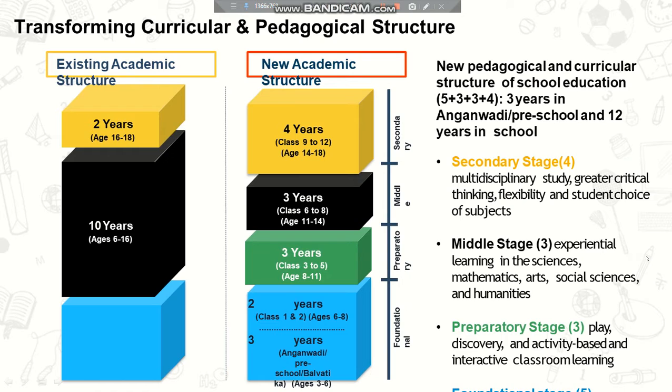Transforming curriculum and pedagogical structure. The existing academic structure is this one, and the new academic structure is 5 plus 3 plus 3 plus 4. The foundational stage is 5 years, the preparatory stage is 3 years, the middle stage is 3 years, that is class 6 to 8, and the secondary stage is 4 years, that is 9 to 12. The most important point to be noticed here: the new pedagogical and curricular structure of school education is 5 plus 3 plus 3 plus 4, with 3 years in Anganwadi preschool, and 12 years in school.